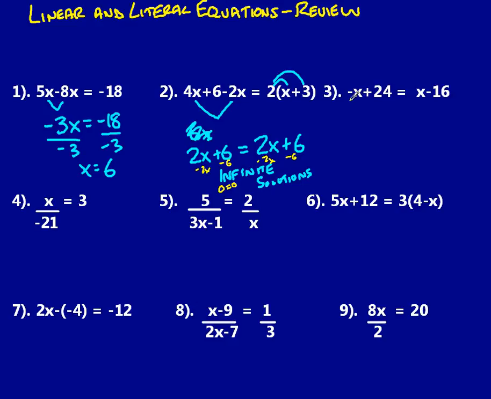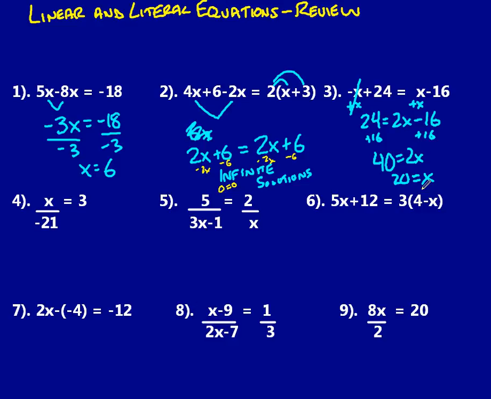Okay, in number 3. First, I like moving the x's before I like moving the numbers. I can't combine like terms here because they're on opposite sides of the equal sign. So I'm going to add an x to both sides. I could have subtracted this x to bring it to the left as well. It doesn't matter. Okay, so that goes away. I'm left with 24 on the left equals 2x minus 16. That means now I'll add 16 to both sides and get 40 is equal to 2x, which means my answer here when I divide by 2 will be 20 equals x.